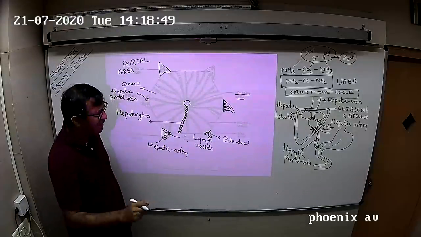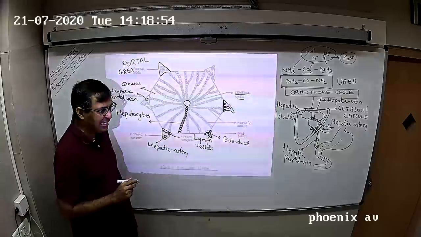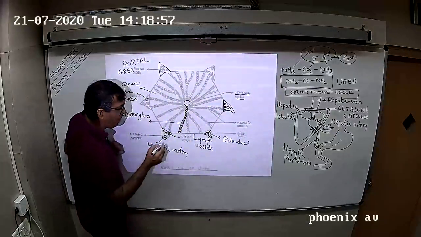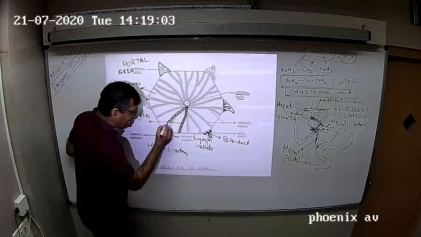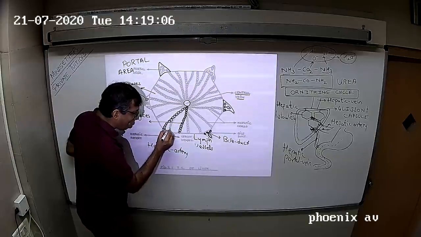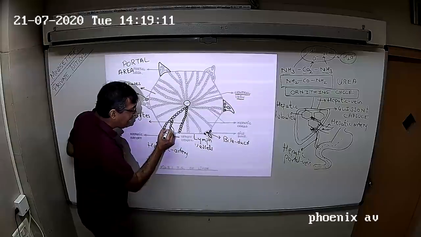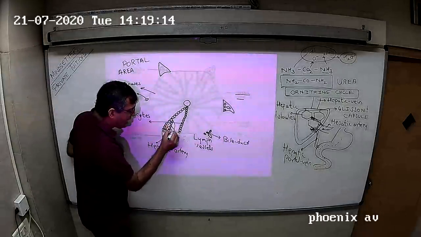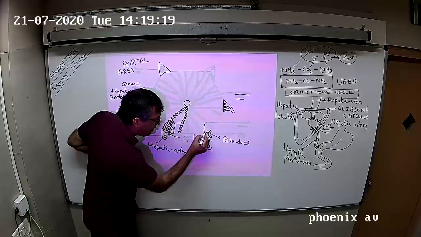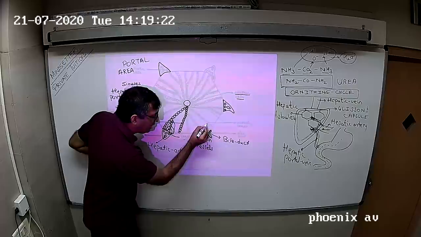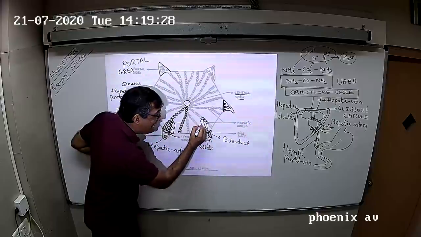And bahut dhyan se, from these liver cells which are called hepatocytes. So here also we have liver cells which are called as hepatocytes. From the hepatocyte, you have capillaries which are called as bile capillaries. What are the capillaries called as? Bile capillaries. And these bile capillaries unite together to form a duct which is called as bile duct.